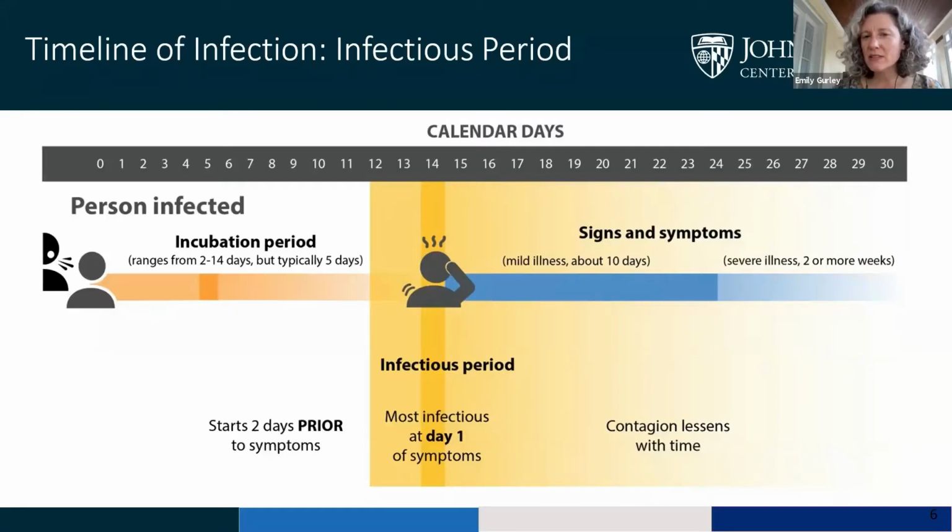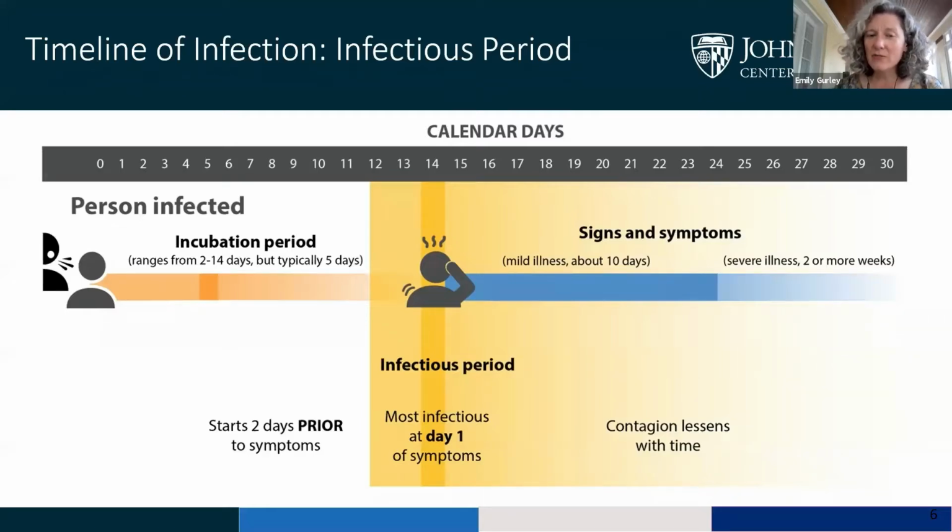and their illness is the blue line. So mild illness, they could be infectious for up to 10 days or so. For severe illnesses, they're going to be shedding virus longer because their body's having a more difficult time controlling the virus replication.